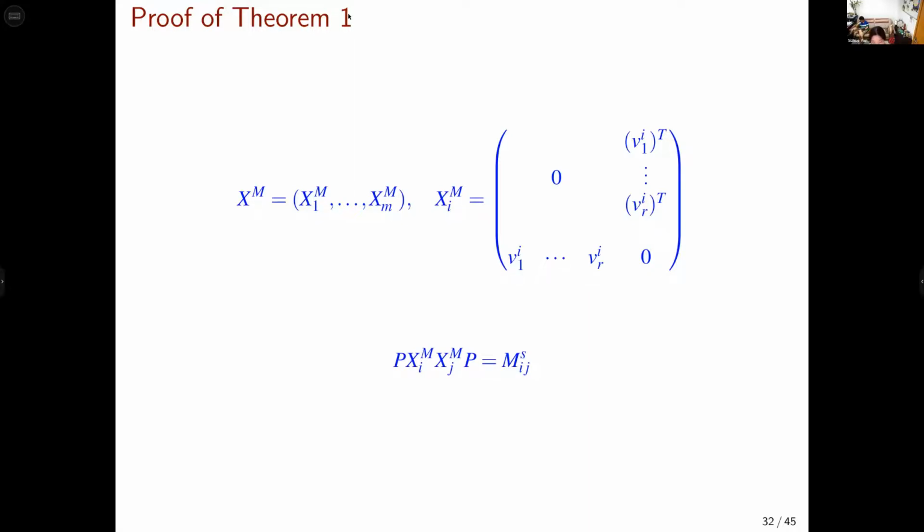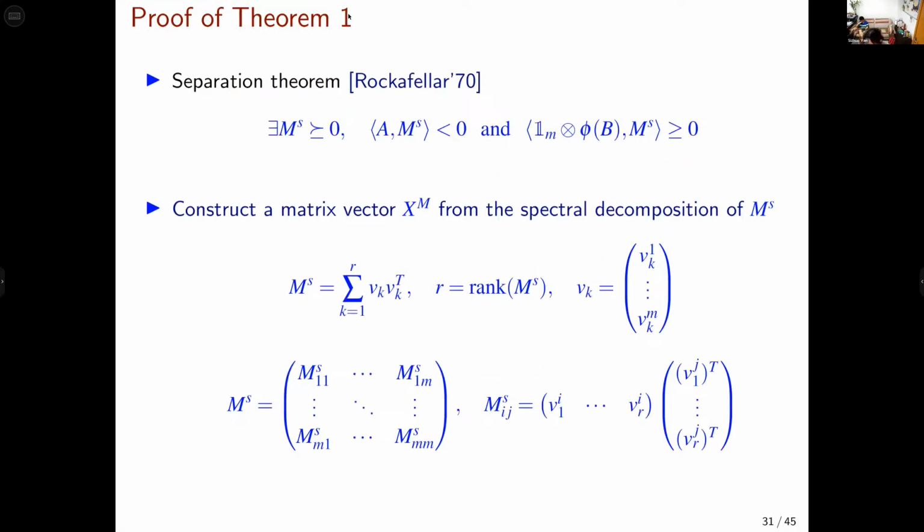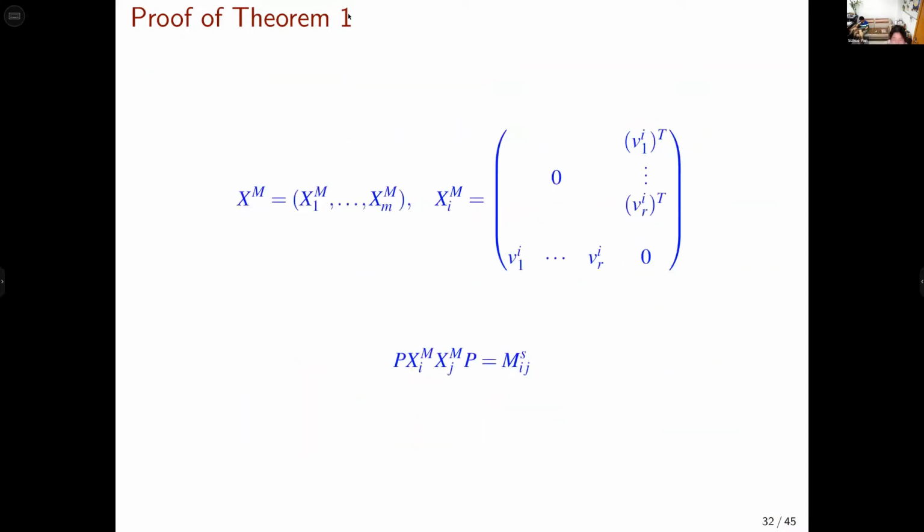In this page, we show why we need the projection P, because what we really want is only the M_i,j, but we need to construct xi_M to be symmetric, so we need the projection P to get what we want from the matrix.